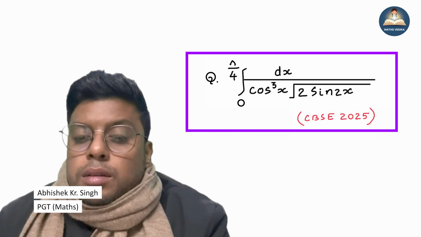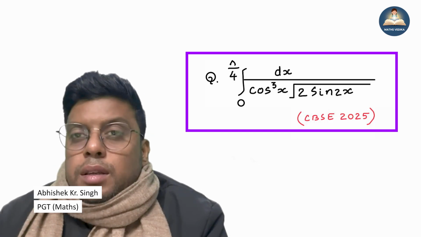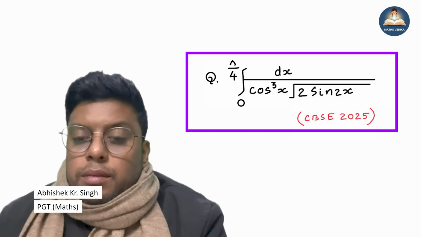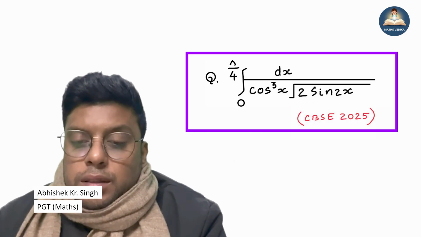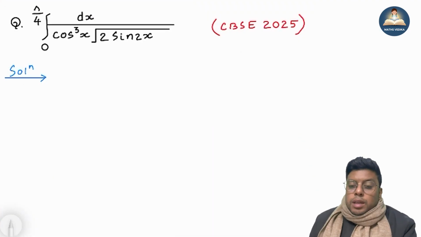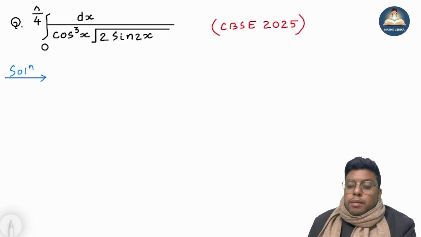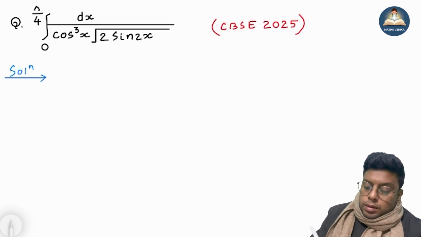So this is the question of integration that was asked in CBSE Board Examination 2025. I think this is a long answer type question. So let's solve it. The question is, we have to integrate 1 by cos cube x into under root 2 sine 2x, and this question is of definite integration. We have to integrate it from 0 to pi by 4. So let's solve the question.